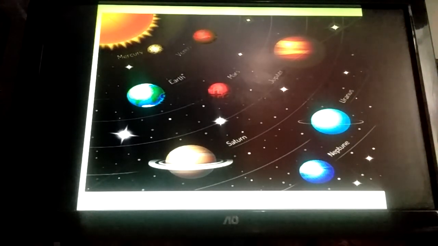Earth is called the blue planet. 71% of the earth is covered by water, so it is called the blue planet.